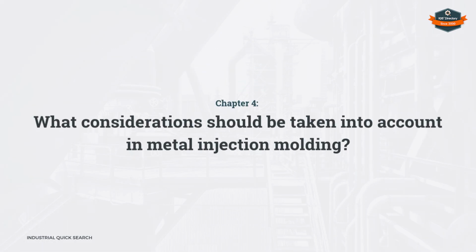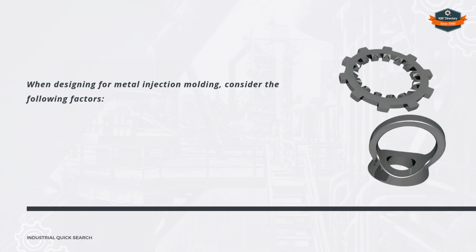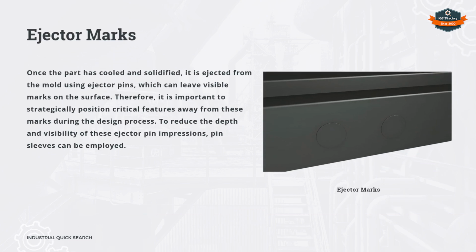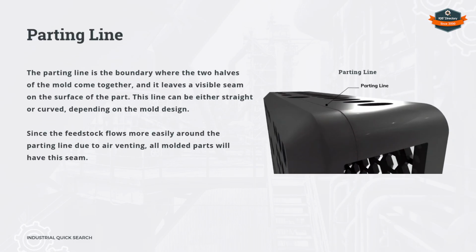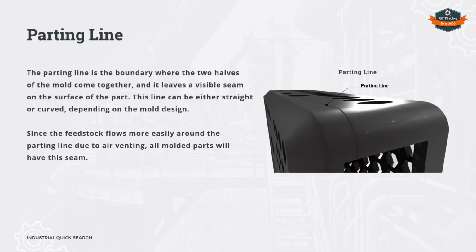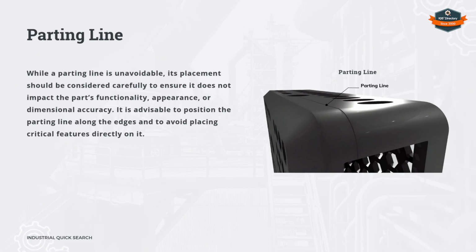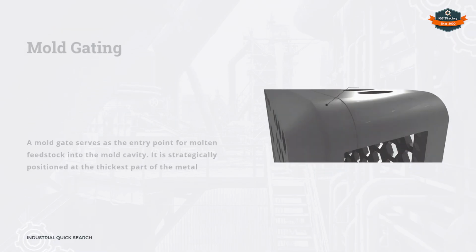Chapter 4. What considerations should be taken into account in metal injection molding? When designing for metal injection molding, consider the following factors. Ejector marks. Parting line. Mold gating.